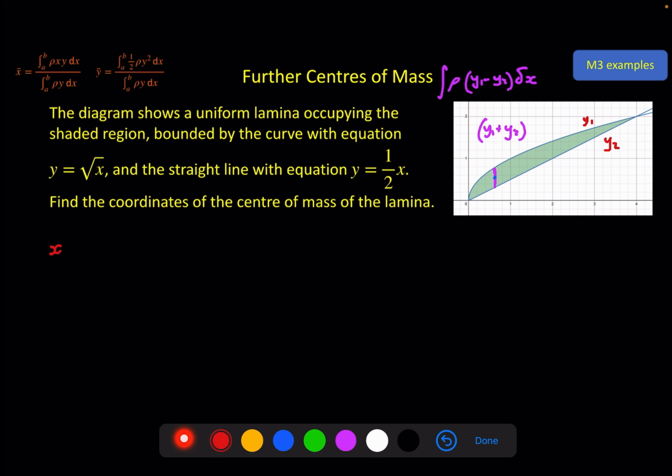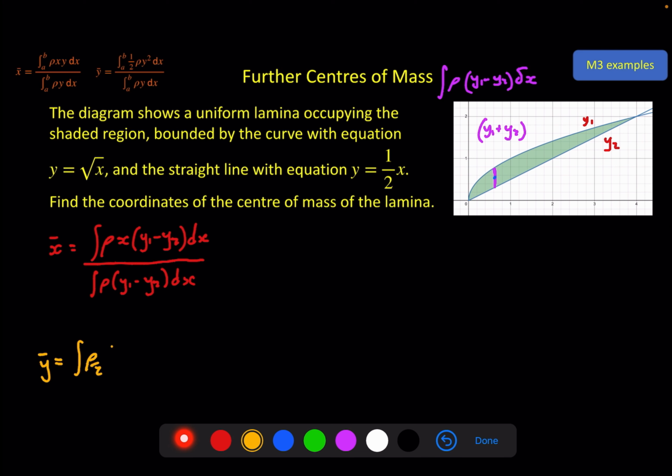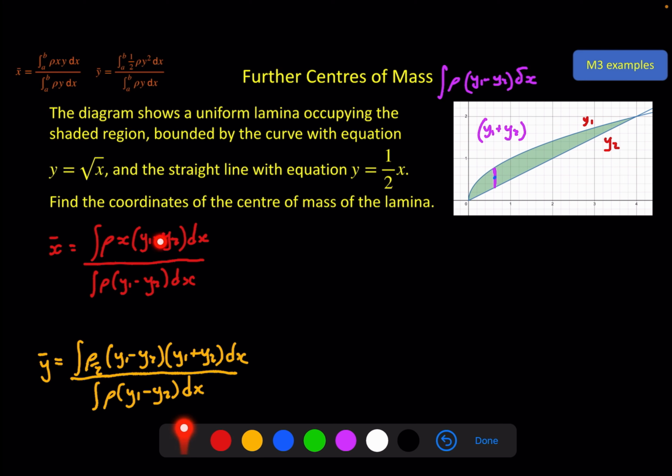So here our x-coordinate is going to be the integral of rho x (y1 minus y2) dx over the integral of rho (y1 minus y2) dx, and the y-coordinate is going to be the integral of rho over 2 times (y1 minus y2) times (y1 plus y2) dx divided by the integral of rho (y1 minus y2) dx. So a quick recap, these have all come from considering the area of this strip.